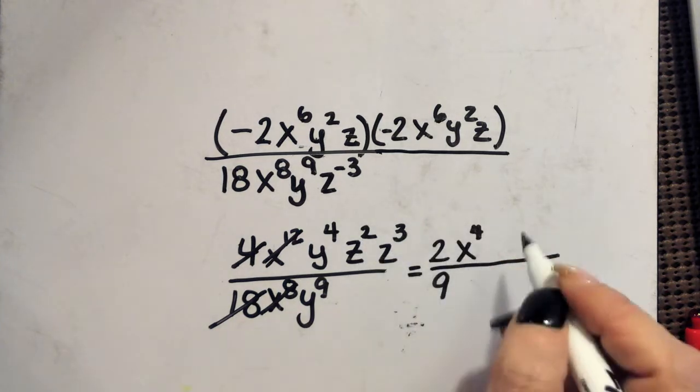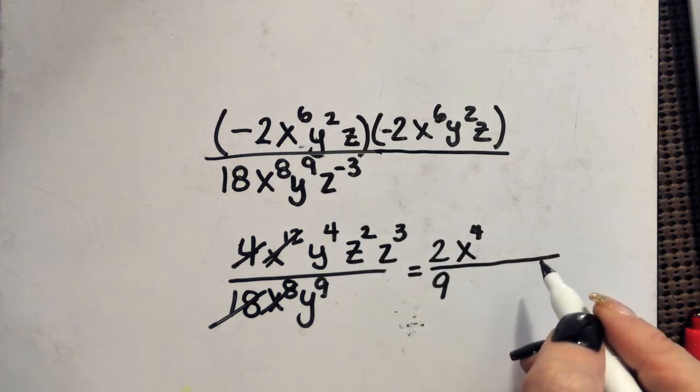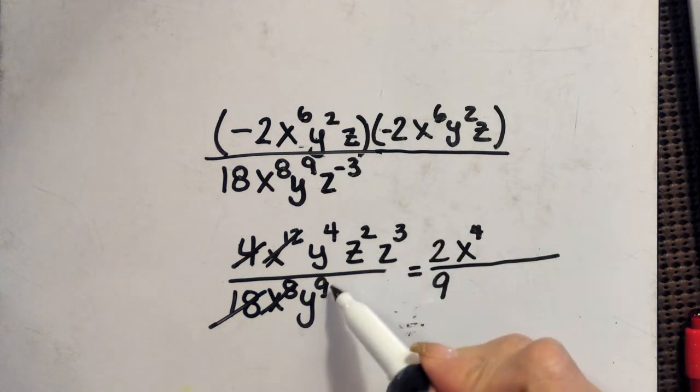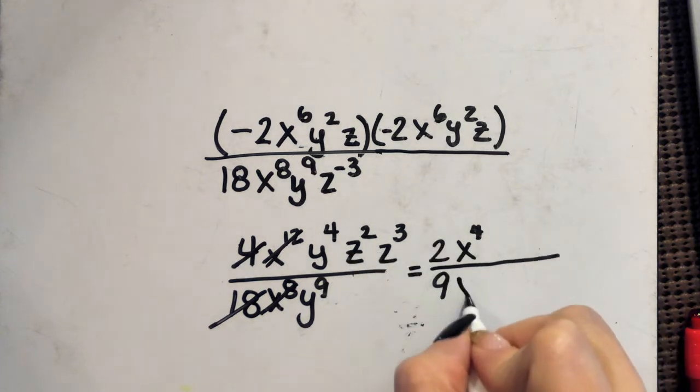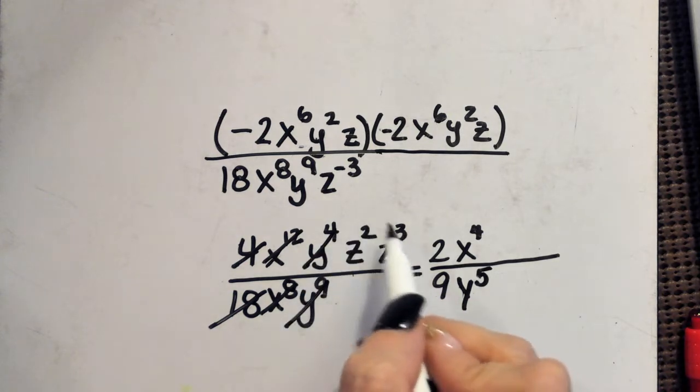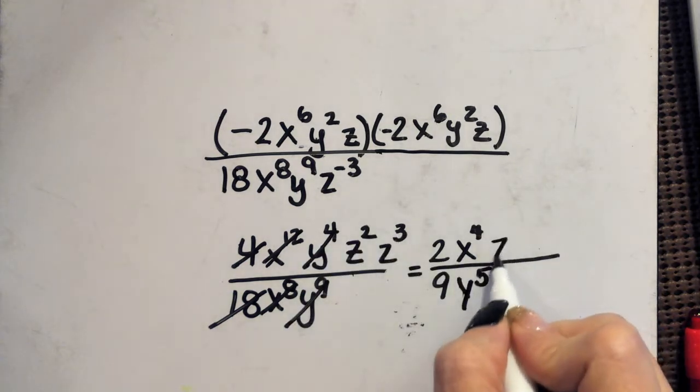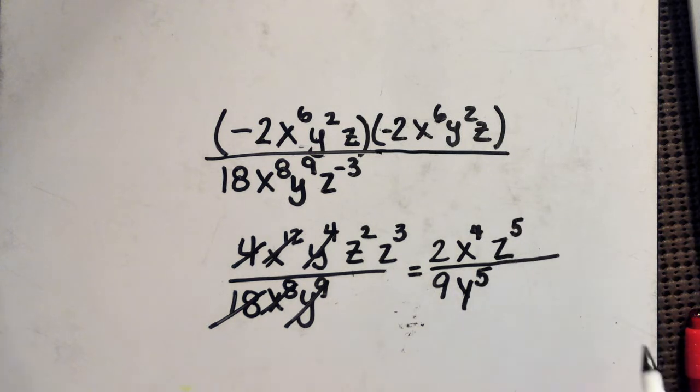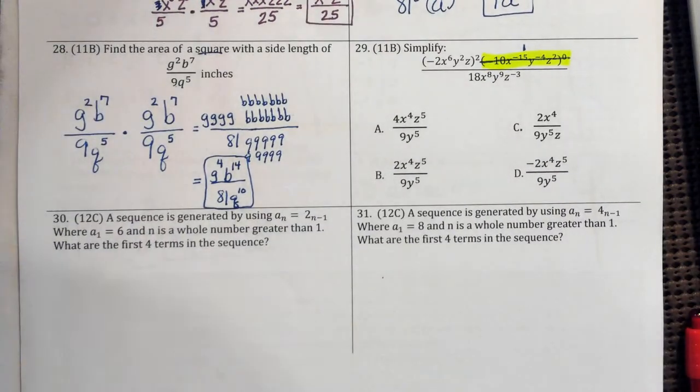I'm going to mark them off where they double up. I'm going to end up with 5 left over. 9 is bigger, so those 5 remaining ones are going to be on the bottom. How many z's do I have? They're all on top. I have 5 z's. So I'm going back and I'm looking for 2x to the 4th, z to the 5th over 9y to the 5th. Hopefully you picked B. B is our final answer there.